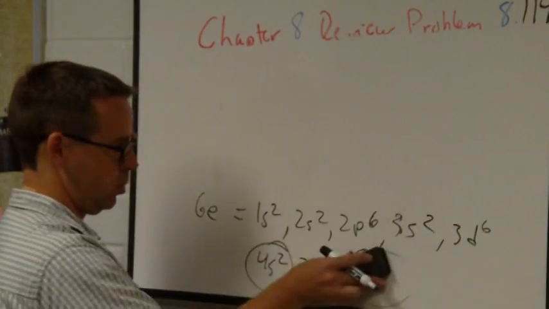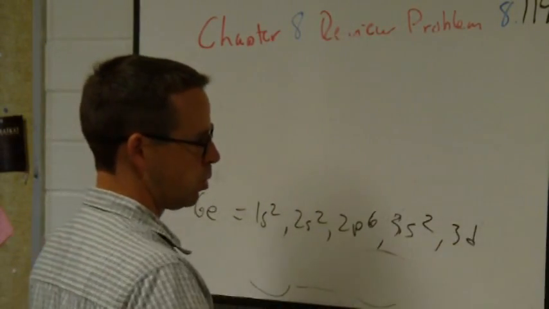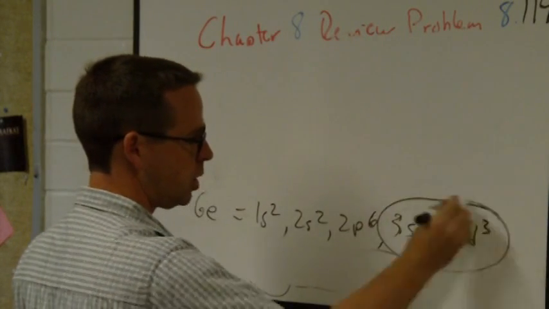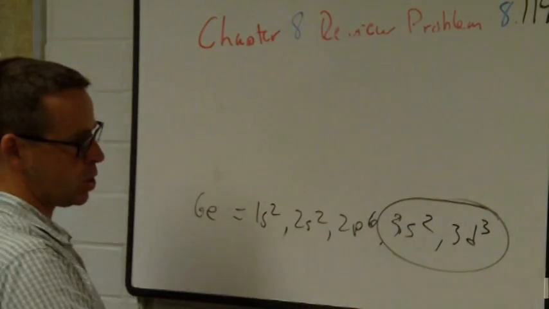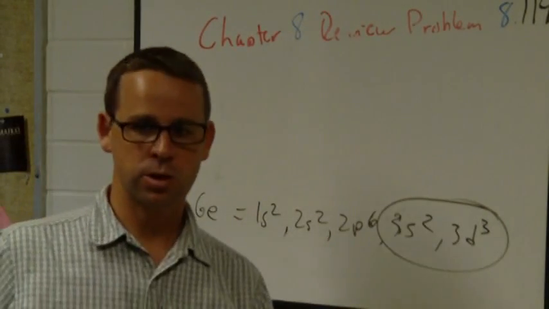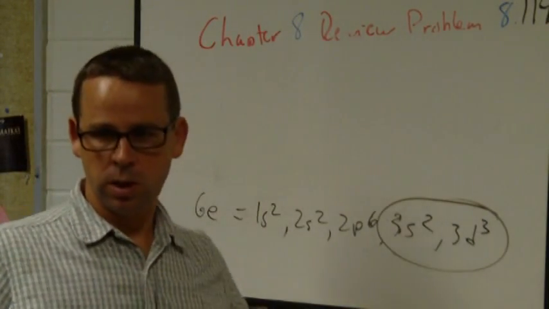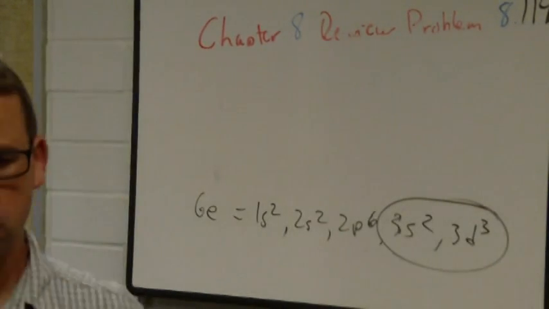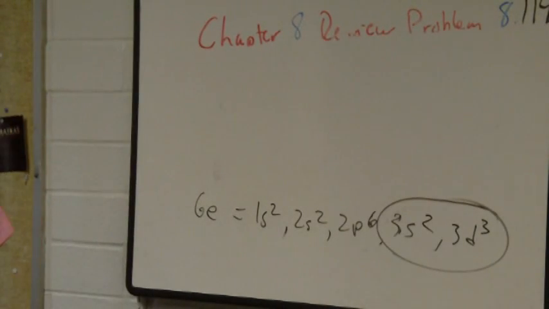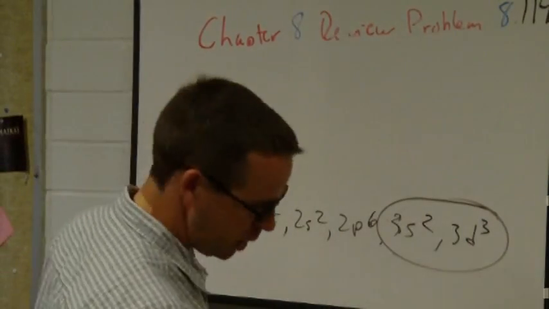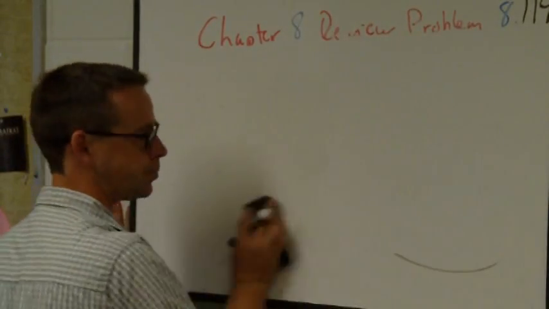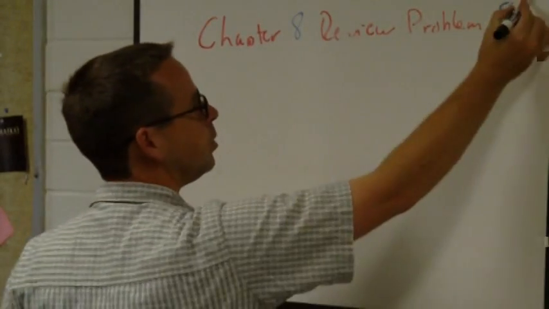3p3. So this would be the electron configuration for the valence shell of phosphorus. Okay. Let me double check the time here. Okay. All right, so 8.19. 8.21.